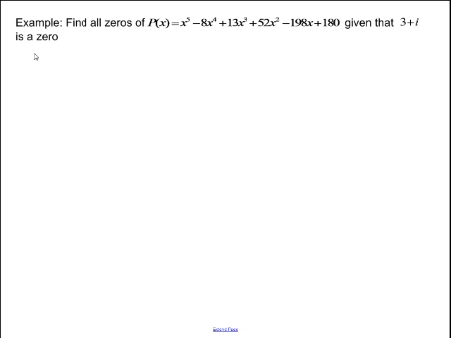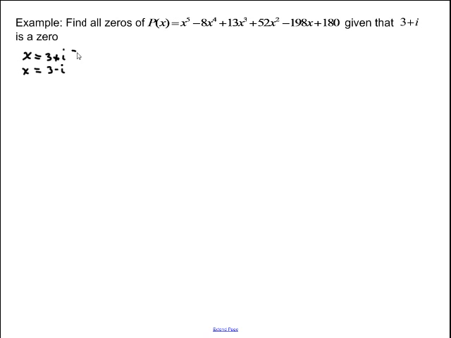Our complex pair theorem states that if we have only real coefficients, 1, -8, 13, 52, -198, and 180 are all real coefficients, and if x equals 3 plus i is a zero, then the complex conjugate must also be a zero. So 3 minus i.